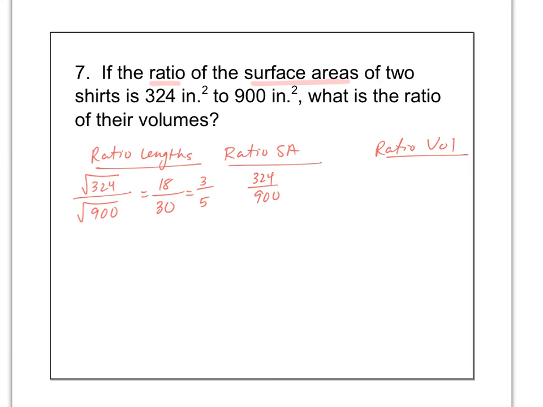Now we can use that to find the ratio of the volumes. So take your 3 over 5 and think volume. You have to cube them. 3 cubed is 27. You can type that in your calculator, 3 raised to the third if you need to. And 5 cubed is 125. So that is our ratio of the volumes. Notice we didn't actually find the volumes, but we found the ratio between the volumes.